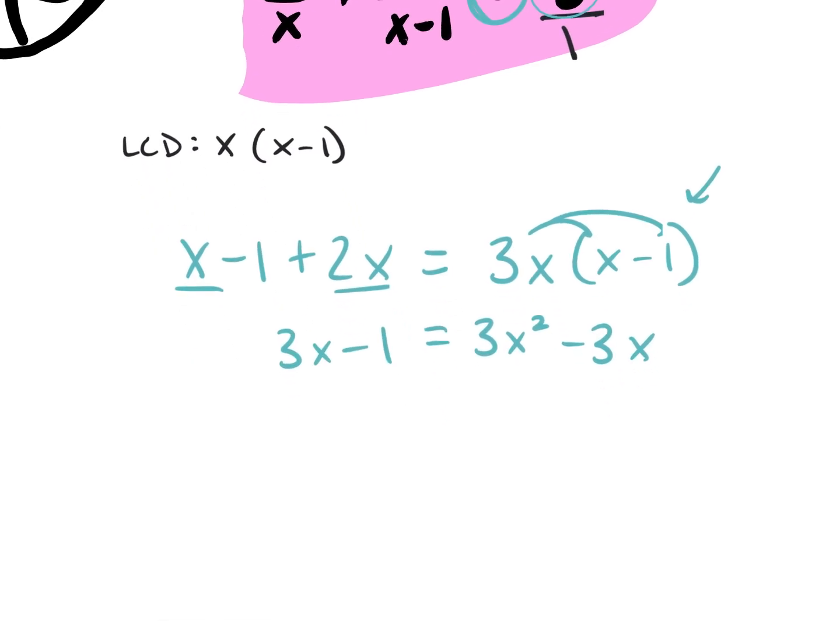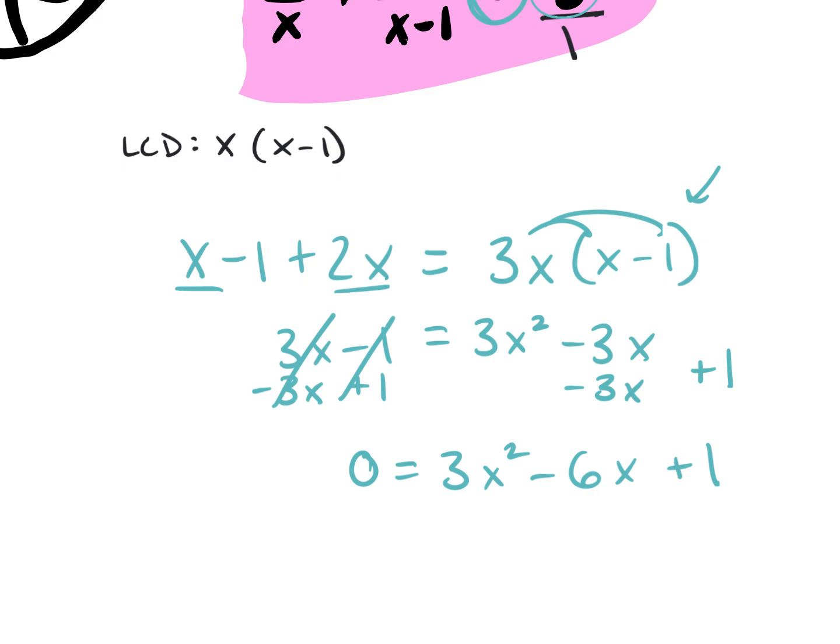What should we do next? Let's move everything to one side. So we can subtract the 3x and combine it with its like term. And then we can add 1 and move it to the right side too. So we have 0 equals 3x squared minus 6x plus 1. Now here, since we have an x squared and an x and a number, we have to factor.